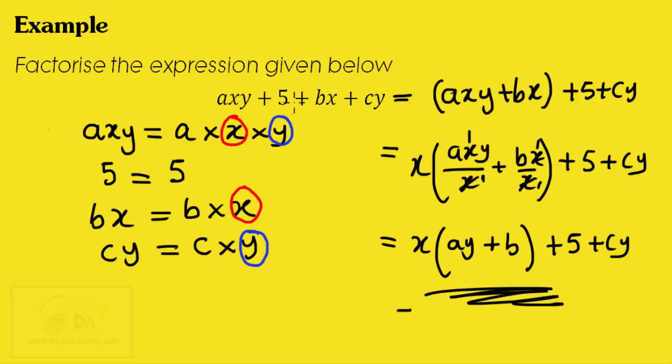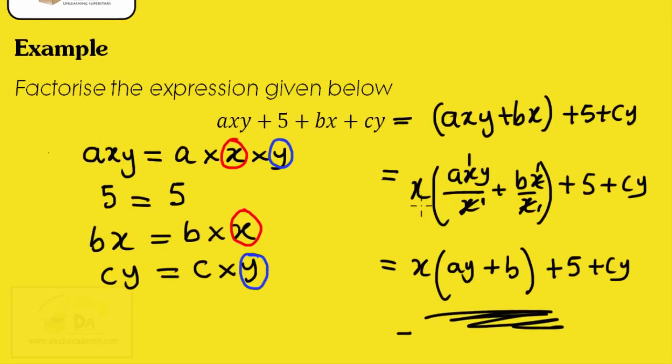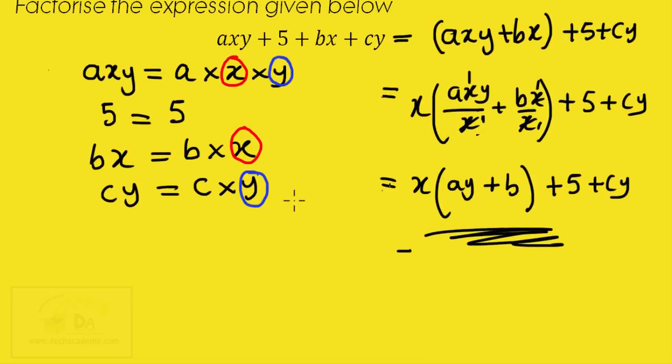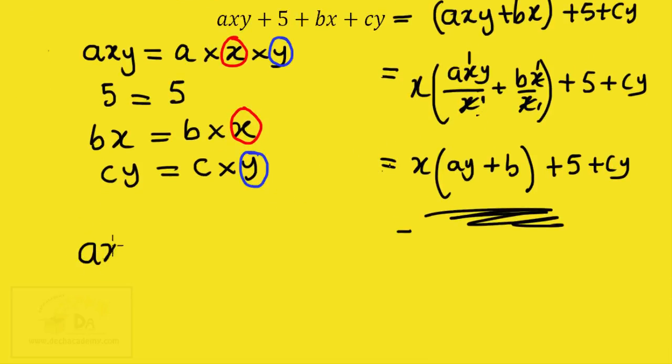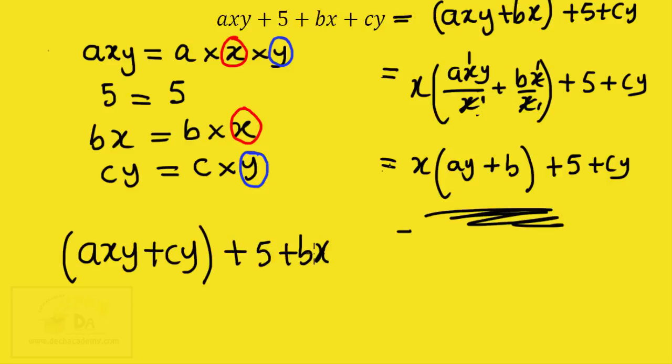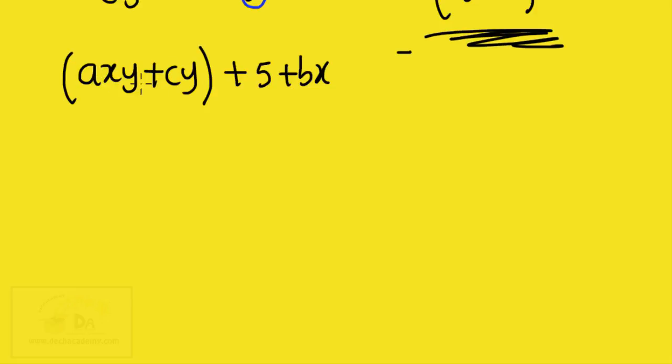But we could have grouped the terms differently. We could have grouped the terms using the common factor y. So instead of rewriting this expression as this, we could have rewritten this expression as axy plus cy plus 5 plus bx. What we're doing here is we're grouping terms with common factors. Now, axy and cy share a common factor, so we could have grouped them together. The common factor of these two terms is y.